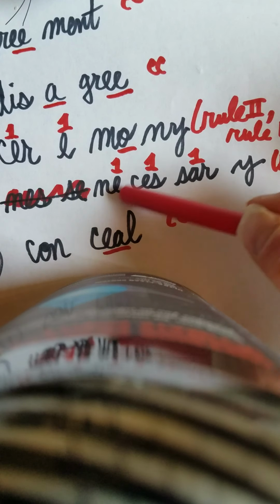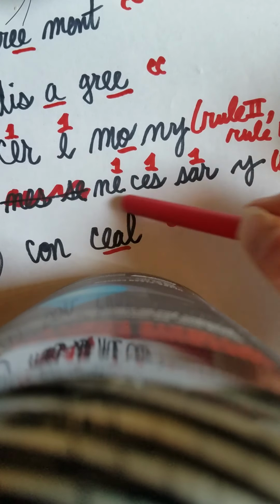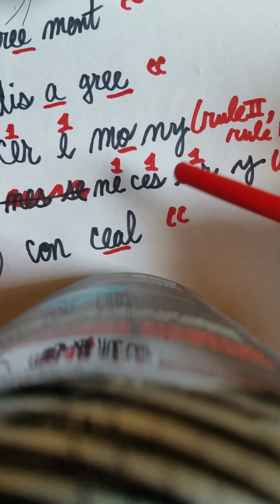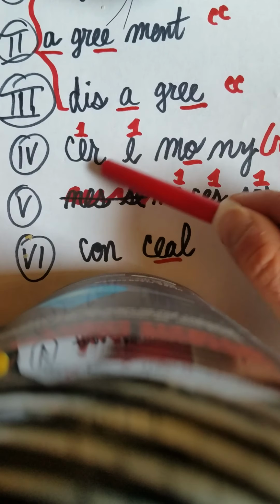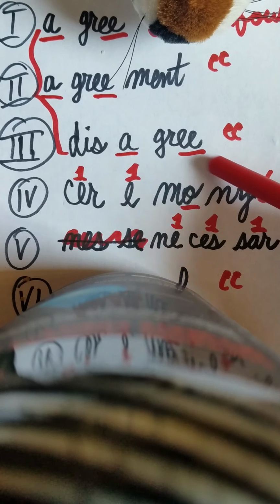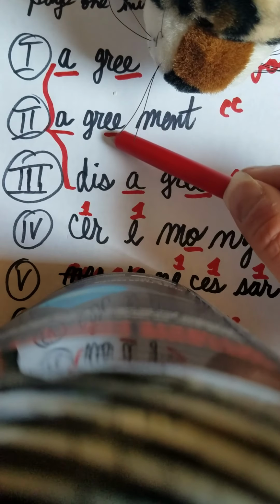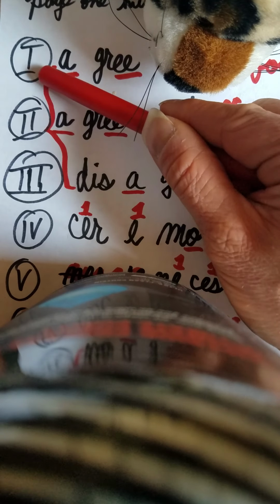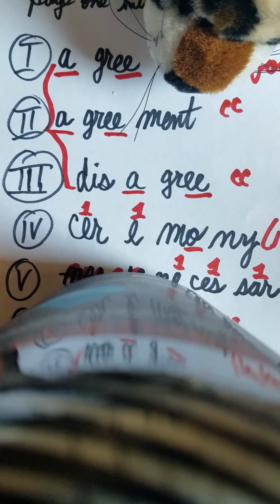Necessary. Necessary. And again, notice we divide the syllable between the double consonant. Ceremony. Disagree. Agreement. And agree. All right, have fun.